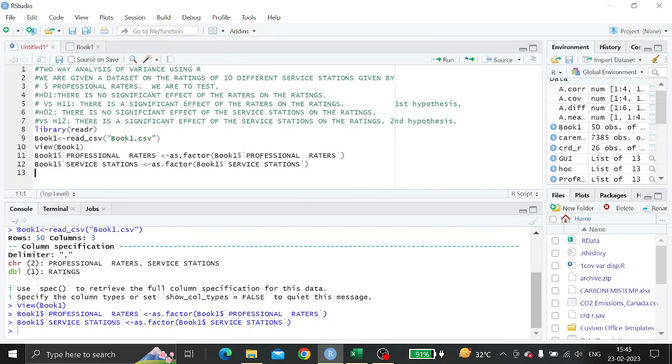Now we move on to the analysis of variance. So let me give it a name, serve rate. You can use any name. Use the aov function and enter the formula.